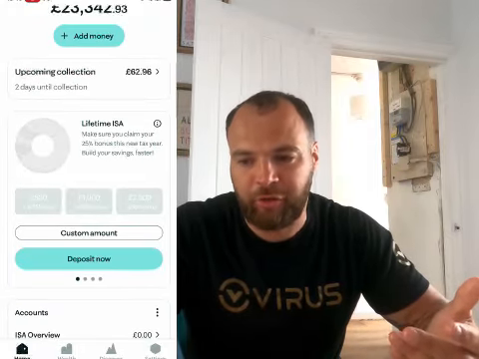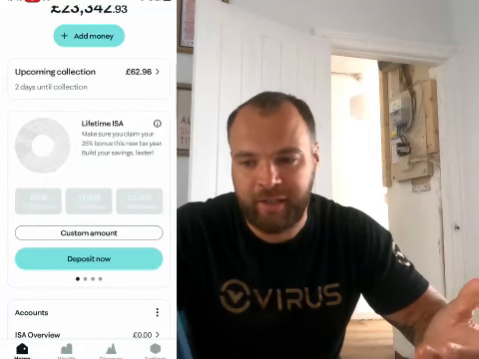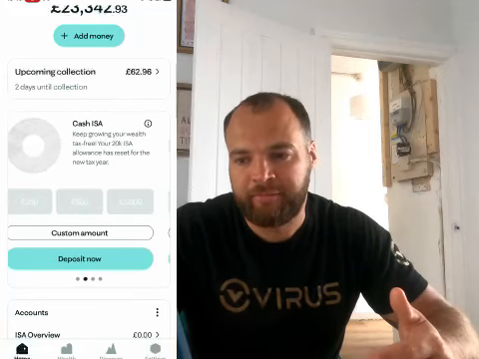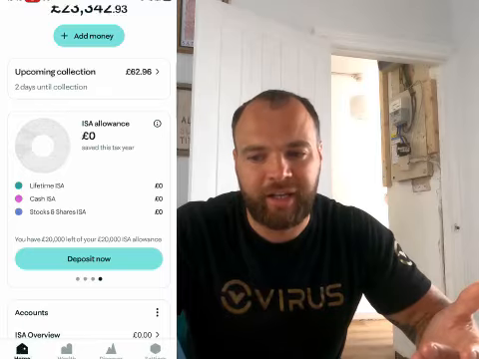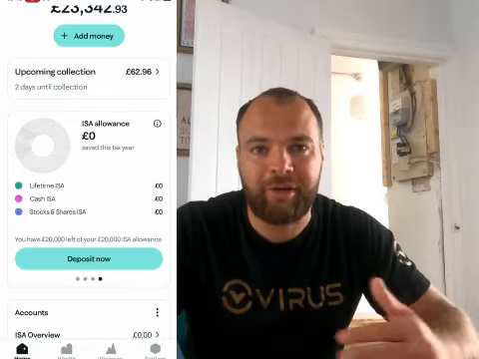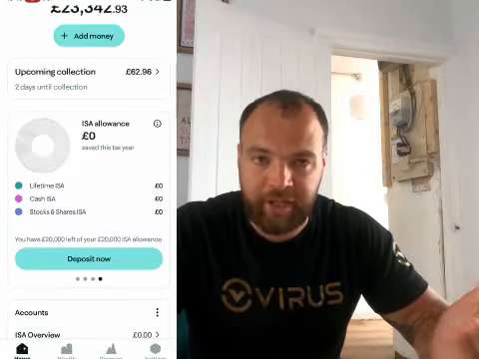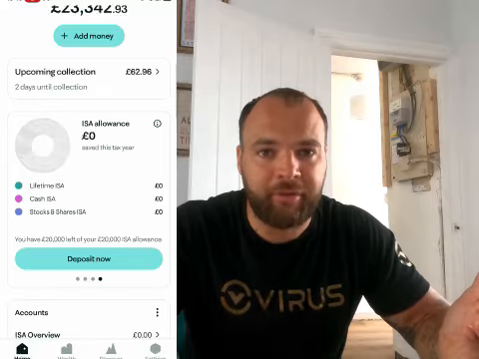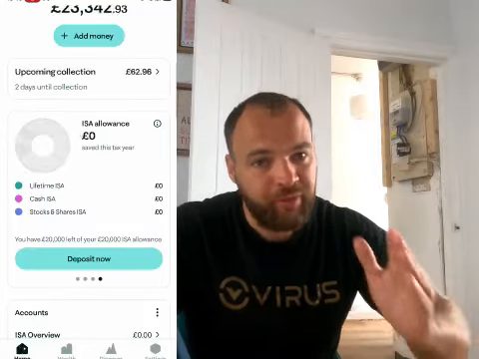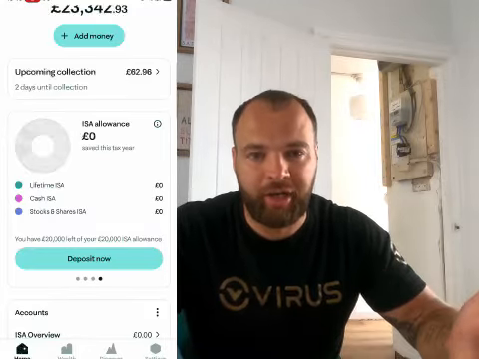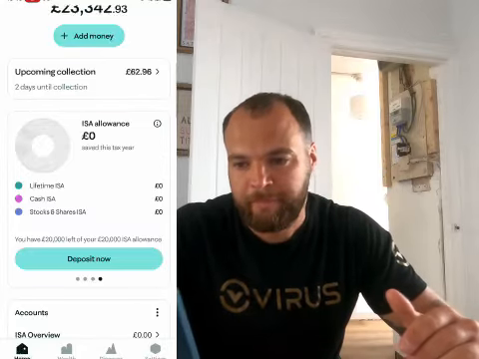That's just a breakdown of all the different accounts you can have with Moneybox. You can have a lifetime ISA, a cash ISA, stocks and shares ISA, and then that's basically the ISA allowance you're allowed every year within the UK. Currently, you're allowed to invest £20,000. That doesn't have to be one ISA. You can break that down across different ISAs, but again, you're only allowed £20,000 across all ISAs.